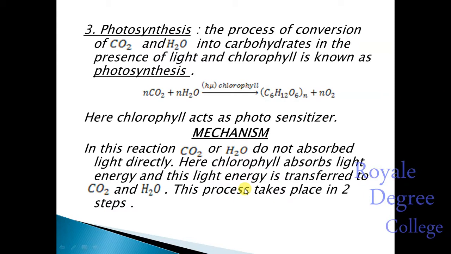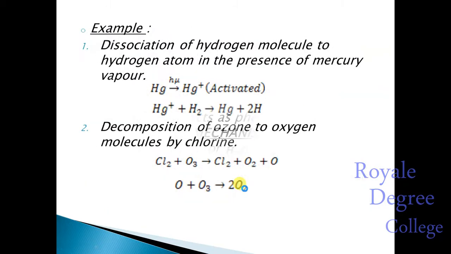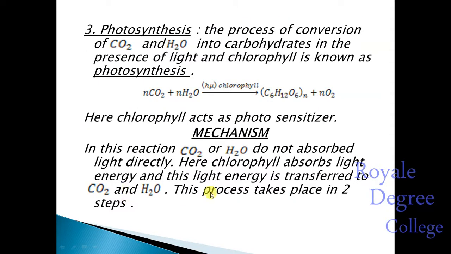Then third example is photosynthesis. The process of conversion of carbon dioxide and water into carbohydrate in the presence of light and chlorophyll is known as photosynthesis. Here you can see the reaction, n number of moles of carbon dioxide is reacting with n number of moles of water. The reaction will take place in the presence of light and chlorophyll, and we will get C6H12O6 taken n times. It is nothing but carbohydrates along with n number of moles of oxygen.